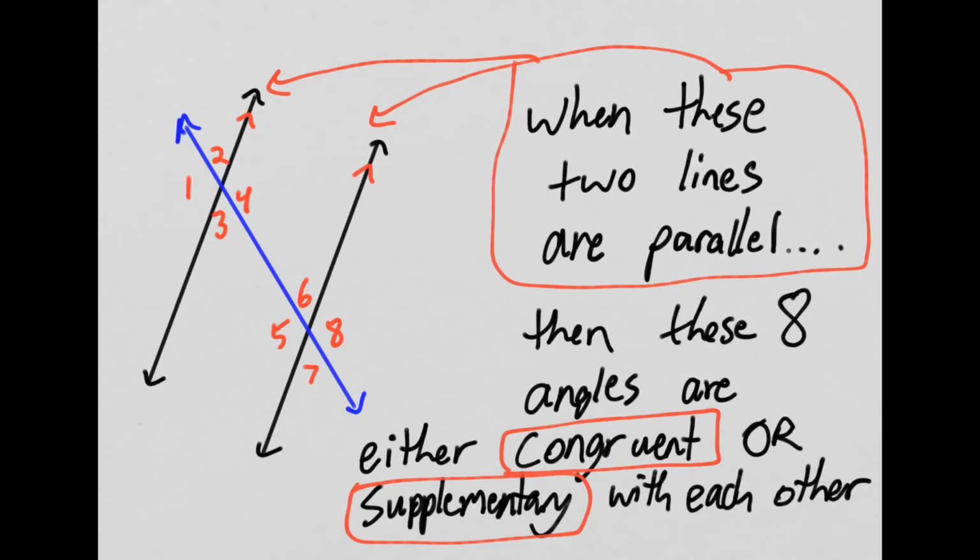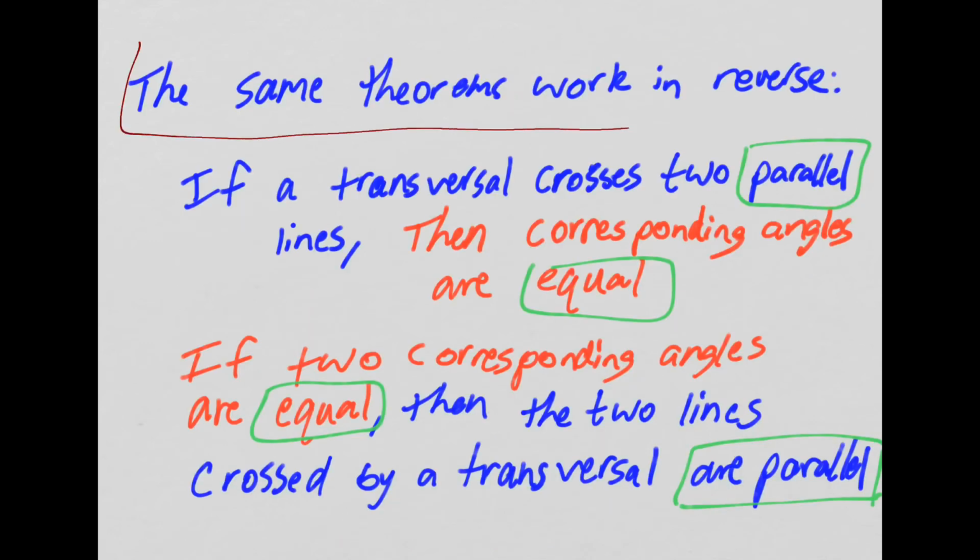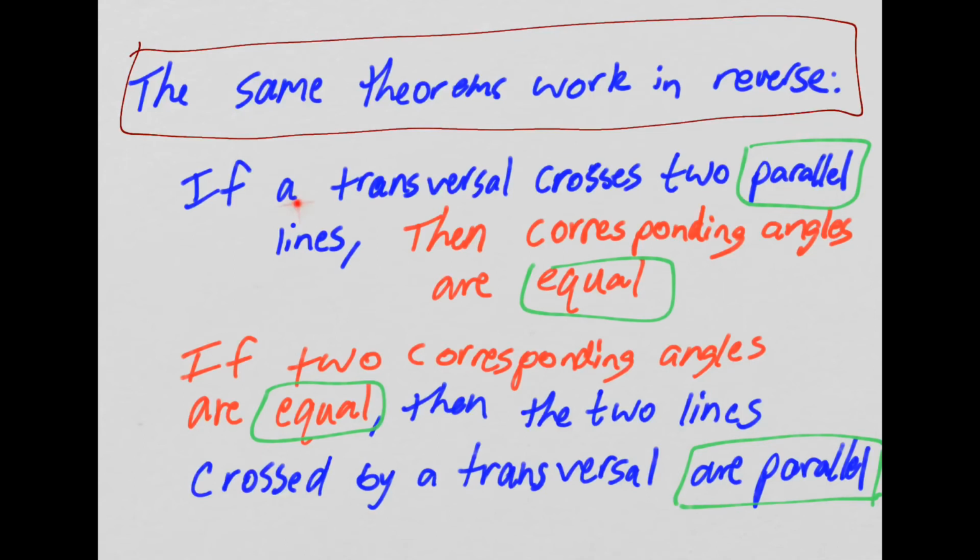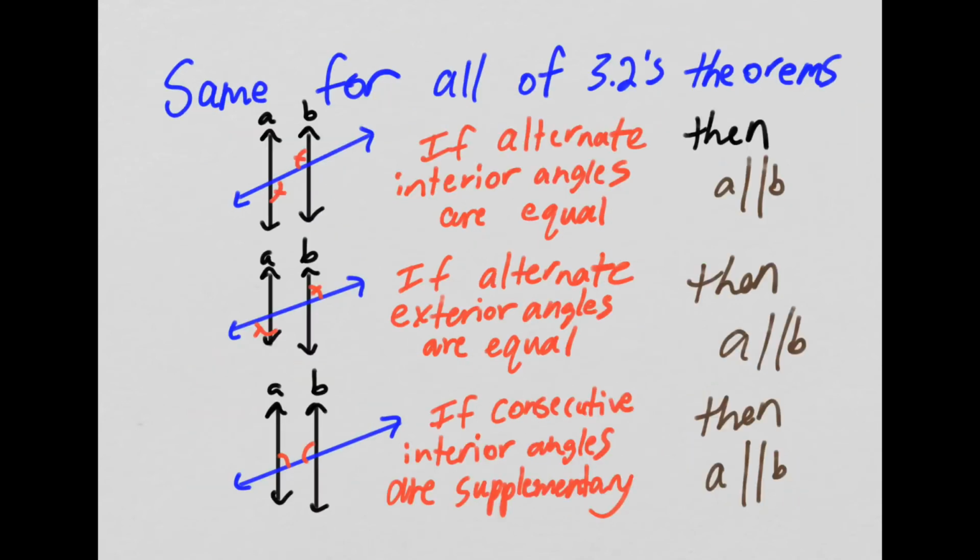Earlier in the video, we considered that when these two lines that the transversal is crossing are parallel, all of these other angle relationships are true. Well, the same theorems work in reverse. Just like we said before, if a transversal crosses parallel lines, then the corresponding angles are equal. We can work backwards and say if those corresponding angles are equal, then the lines must be parallel. That also worked for the alternate interior angles being equal, the alternate exterior angles being equal, or the consecutive interior angles being supplementary. If those angle relationships are true, then we can conclude that the lines themselves are parallel.